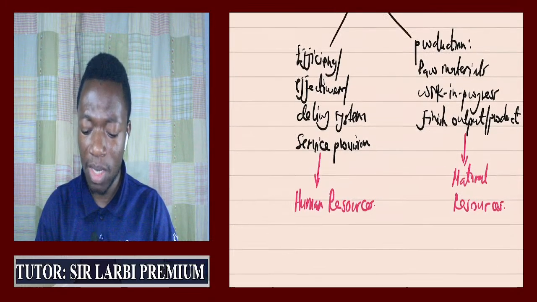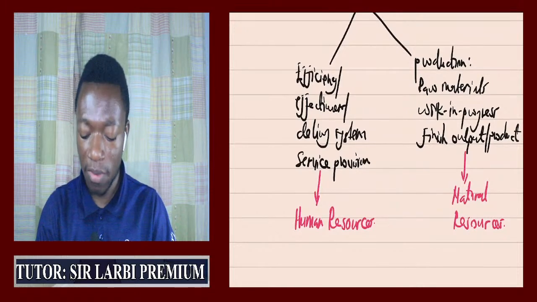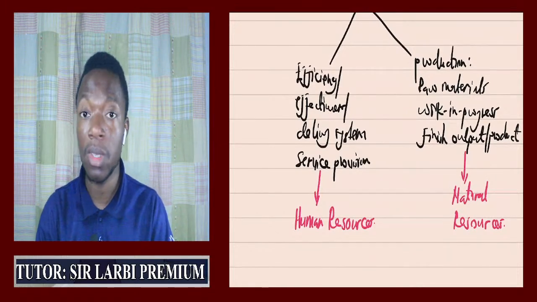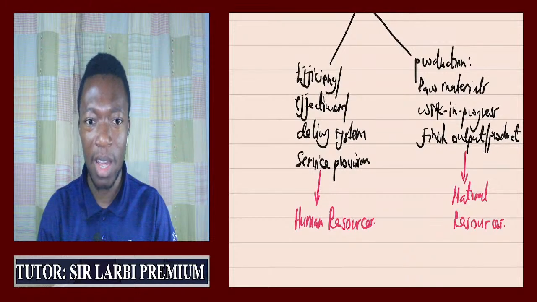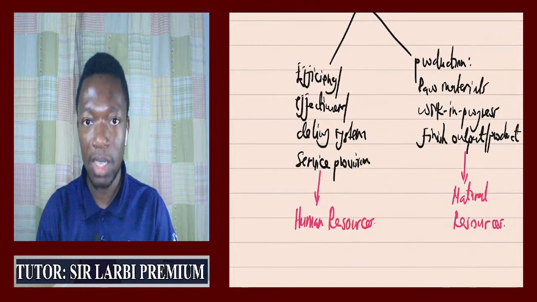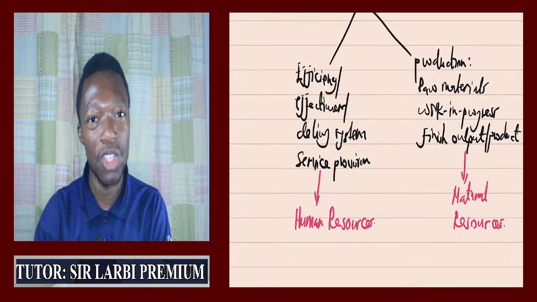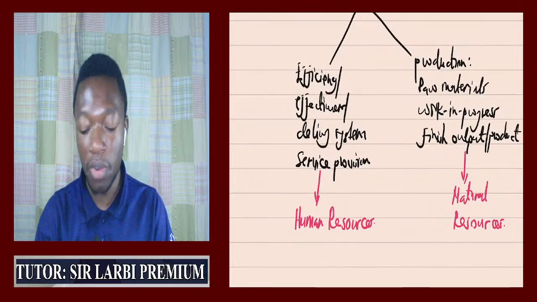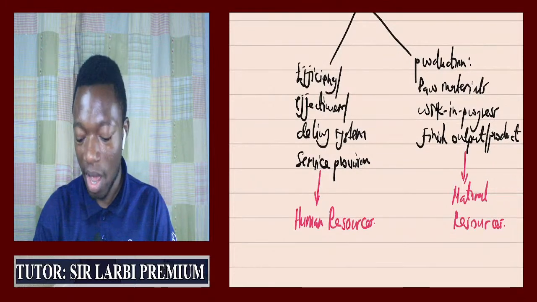So if there is a change in these qualitative variables in relation to human resources and natural resources, then how do we get to know that there has been a change in their effectiveness, efficiency, or service delivery within the organization, or a change in raw materials, work in progress, or finished output? How is that possible?